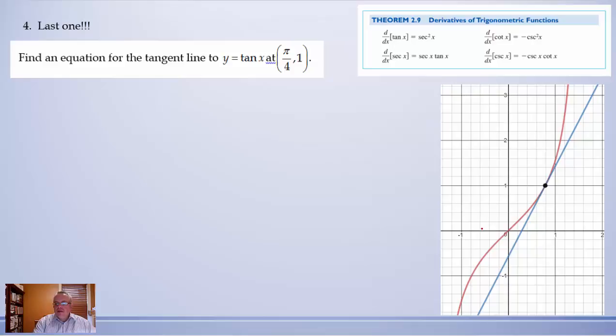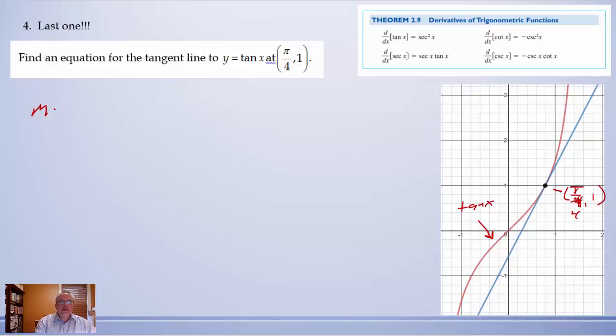Actually, here we have a graph of it. This orangish red line is the graph of tangent. And this right here is the point we're talking about, pi over 4 comma 1. And the blue line is the tangent. So the blue line is the tangent line we're looking for. Okay, so we need the slope of the line. That's the derivative at the point.